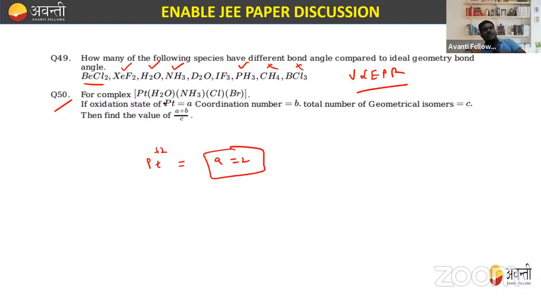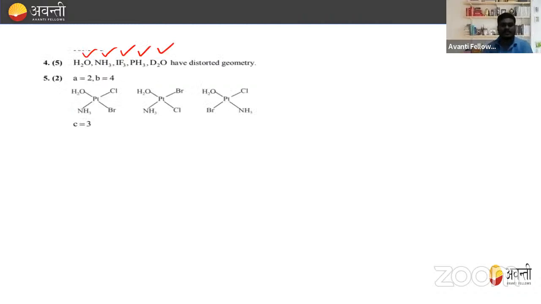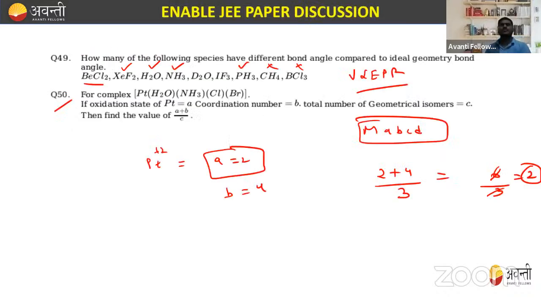Now what is the coordination number here? That is 1, 2, 3, 4. So the coordination number B comes out to be 4. So this is 4 plus 2. What is C? C is the geometrical isomerism. It having this type of structure, M, A, B, C, D, so it will show 3 geometrical isomers. So total comes out to be 2 plus 4 divided by 3. That is 6 upon 3 comes out to be 2. So 2 is the correct answer for this question. Right? So A is 2, B is 4, C is 3. So you can calculate. The correct answer is 2.